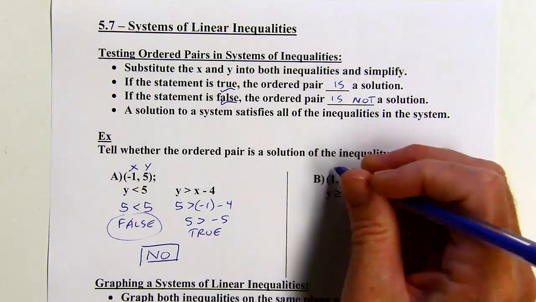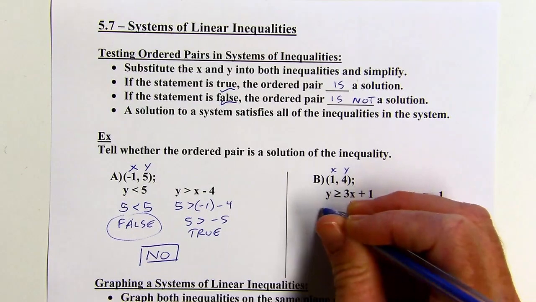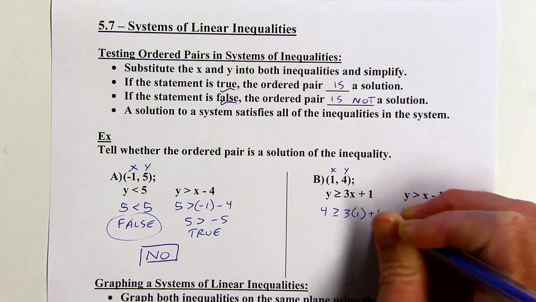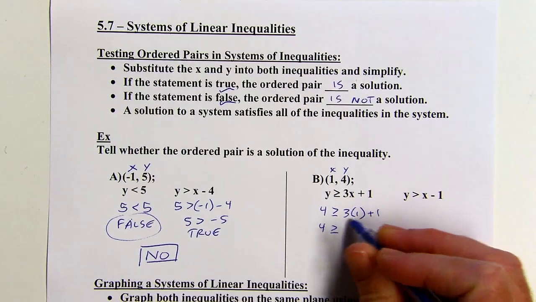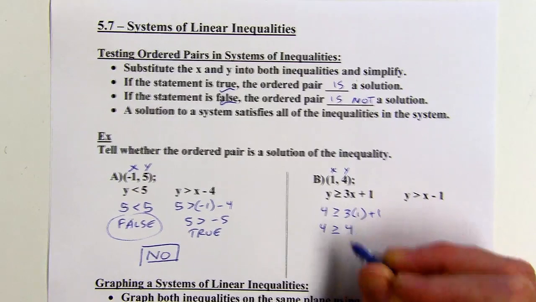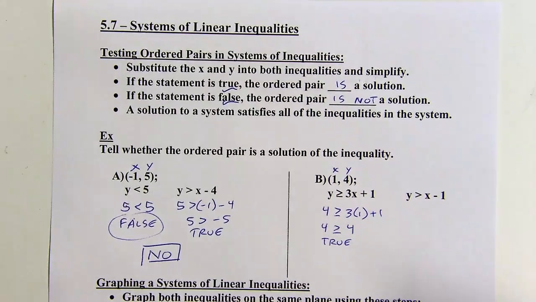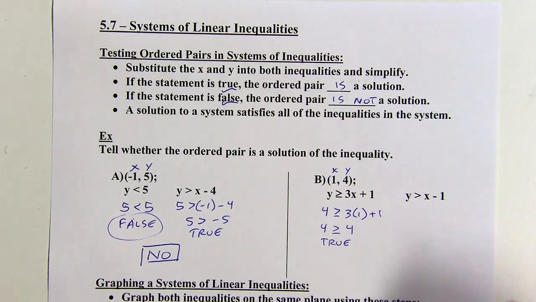All right, so let's try another here. Let's plug in this xy pair. I'm going to plug in 4 for y, and I'm going to plug in 1 for x. And it's a good idea to use parentheses whenever you substitute. So then I've got 3 plus 1 over there, which would be 4. This is true. 4 is greater than or equal to 4, well, 4 is equal to 4, so that works for that one.